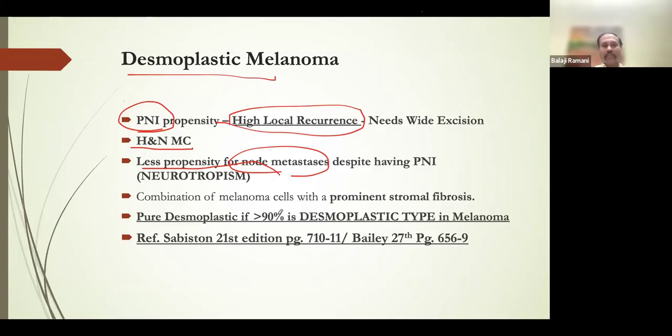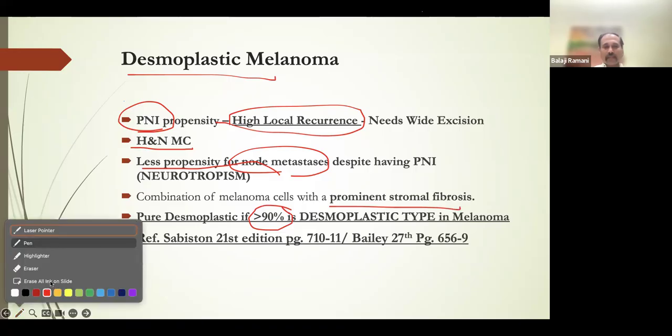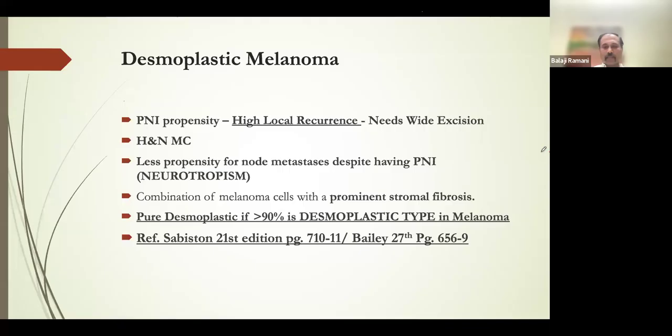Why did they say you don't need to do an SLNB? Because if the lymphatic pathways and everything are destroyed by the desmoplasia, there is a very low chance of nodal metastasis. But in practice, whenever you have it, you still do a wide excision with the sentinel lymph node or a nodal dissection. Now, when do you call it a pure desmoplastic type? If more than 90% of the tumor is desmoplastic, only then you call it a pure desmoplastic type. And the characteristic feature is the prominent stromal fibrosis that is going to be present.